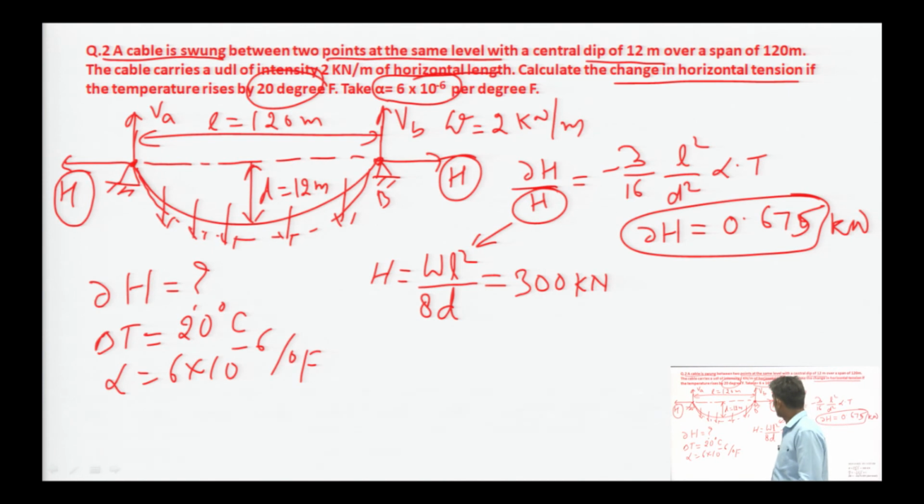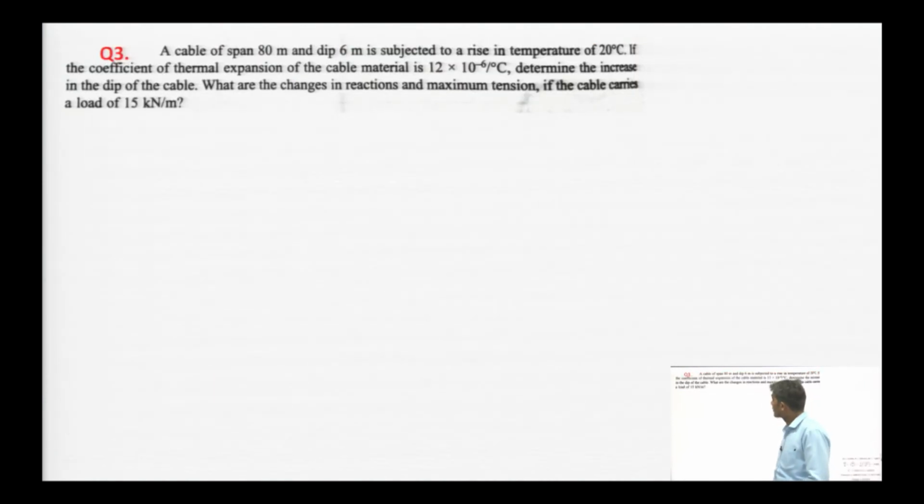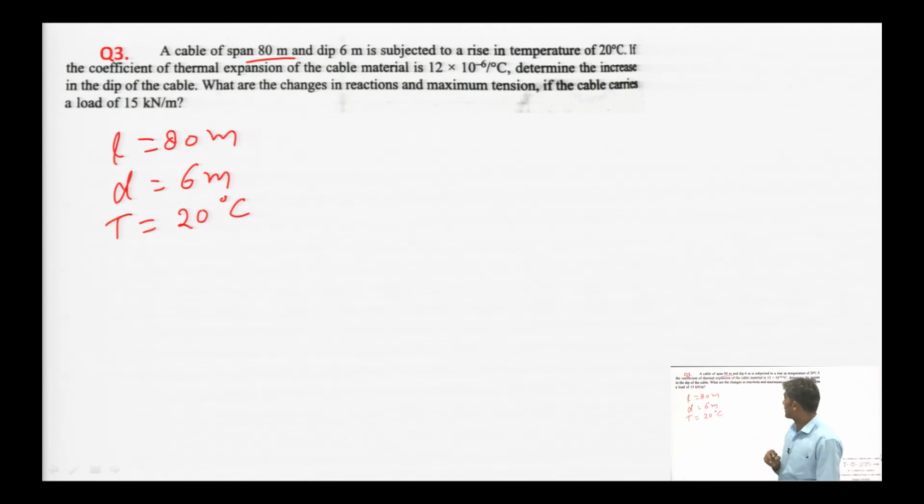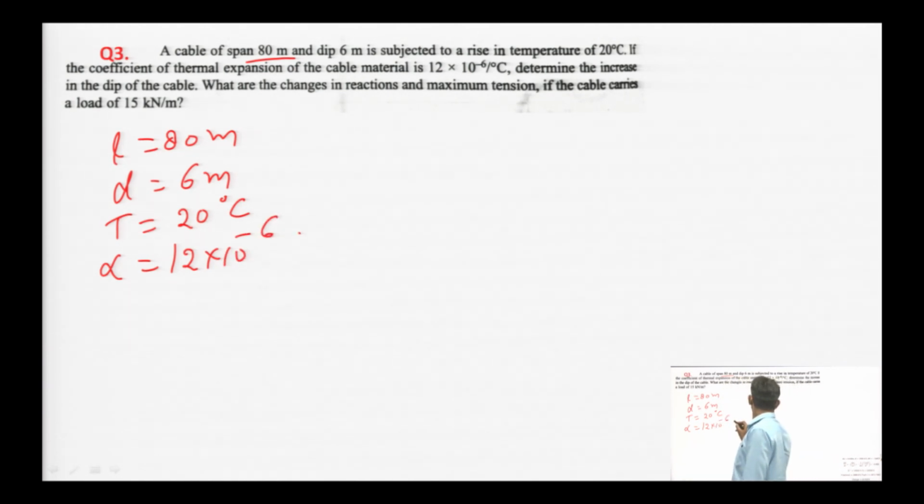Let us move to another question. A cable of span 80 meter, L equals 80 meter, dip 6 meter, is subjected to a rise in temperature T of 20 degree centigrade. The coefficient of thermal expansion alpha is 12 into 10 to the power minus 6 per degree centigrade. Determine the increase in the dip.